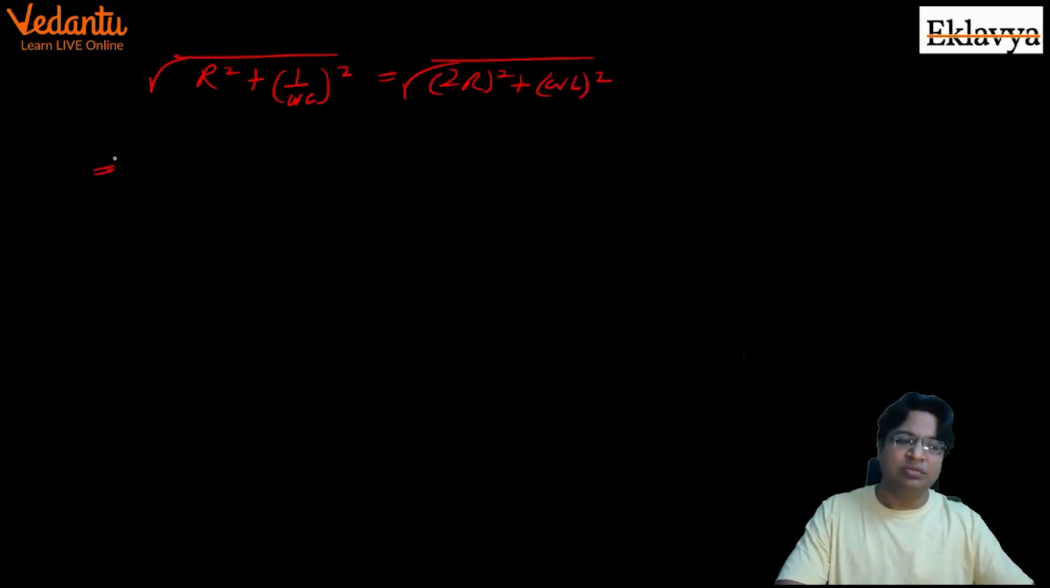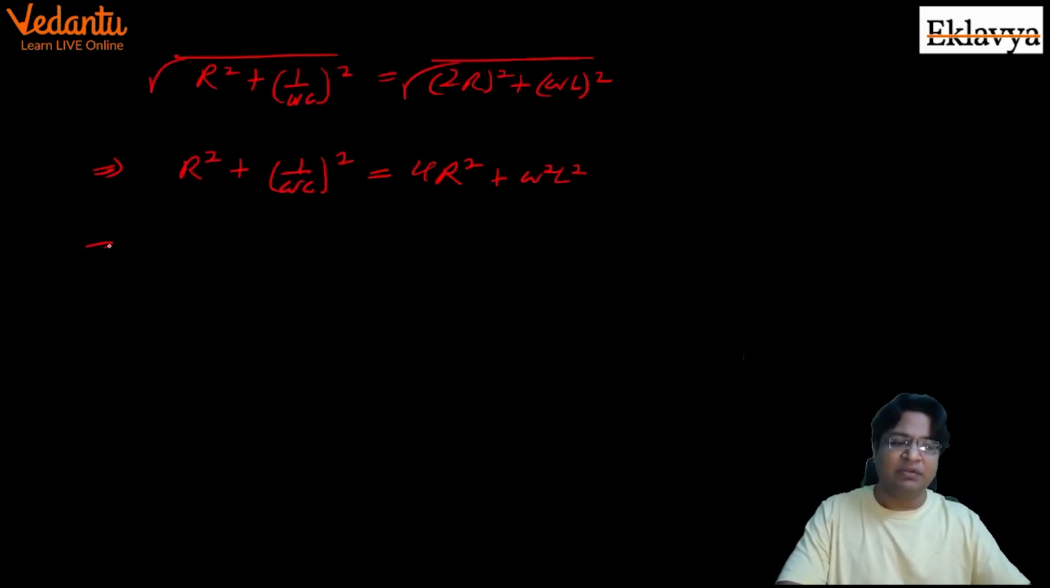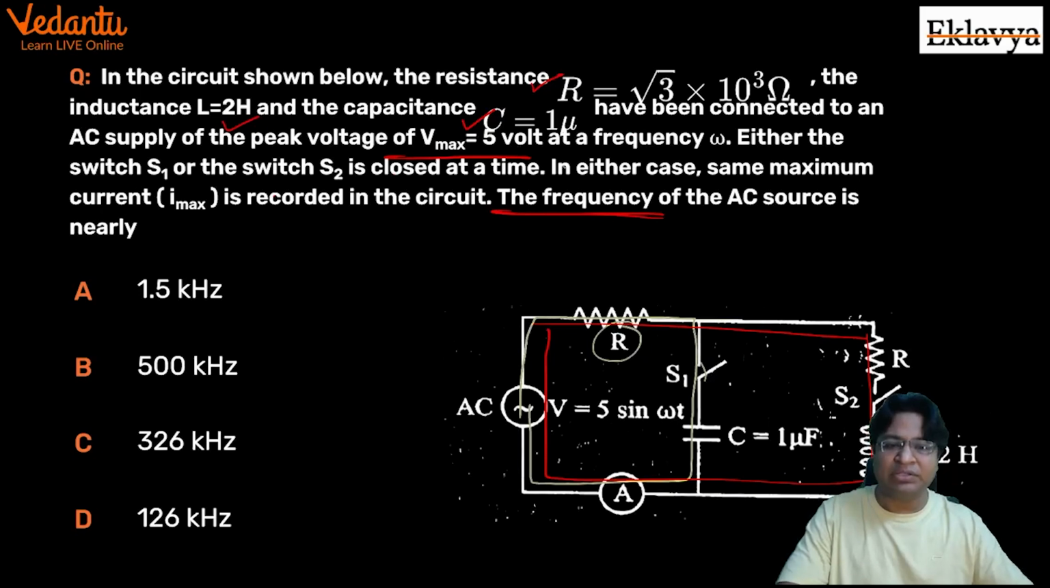So this would mean that R square plus 1 upon omega C square is equal to 4R square plus omega square L square. Now, we've been given the value of R, C and L, and this Vmax value will not be needed in the question. We want to calculate the frequency. Now understand this, guys, they have asked the frequency and not the angular frequency, and here is the catch in this question.